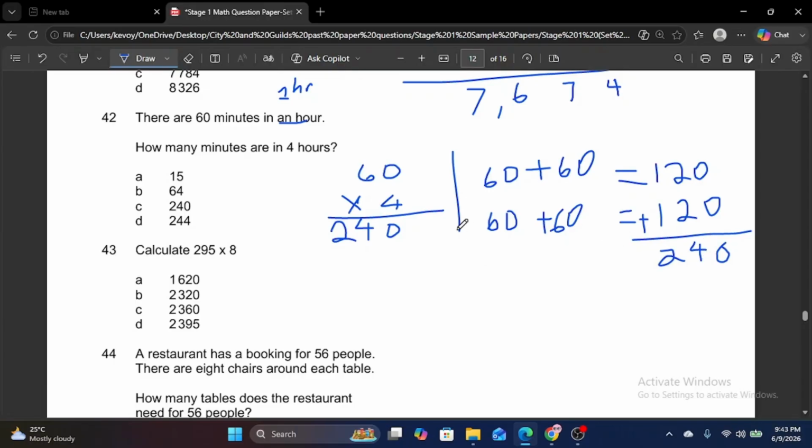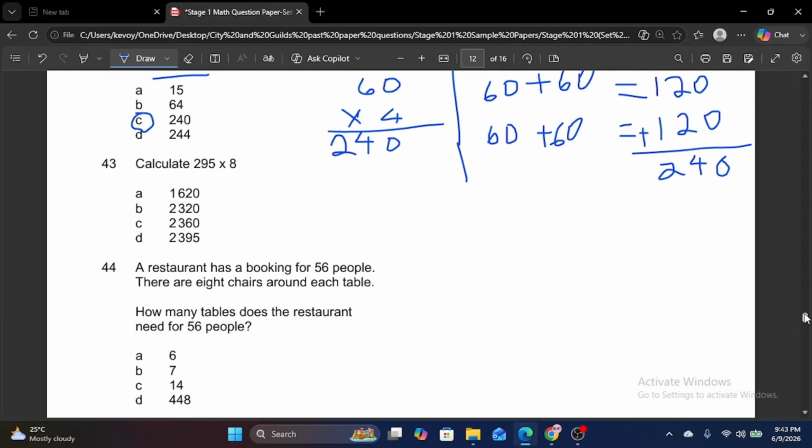So these are 2 ways you can solve your answer. If you want to do it this way, where you just multiply it by 4 to get the 240, that's fine. If you want to add the 60 minutes 4 times, you can as well. Alright, so how many minutes are in 4 hours? That's going to be 240. So that's C for 42. Moving on to question 43.